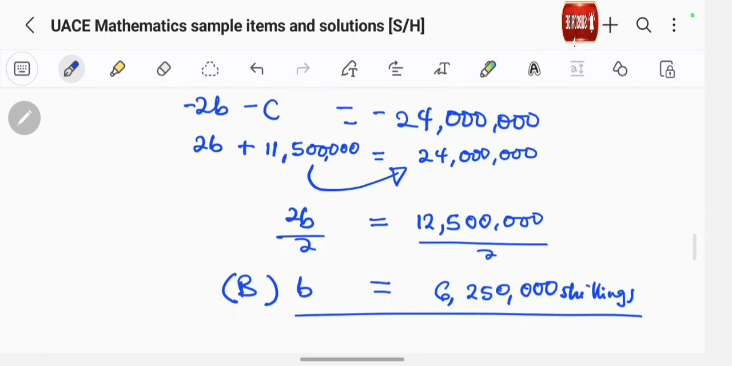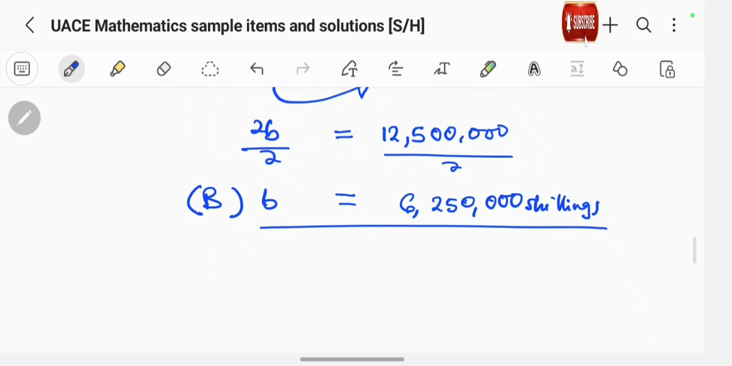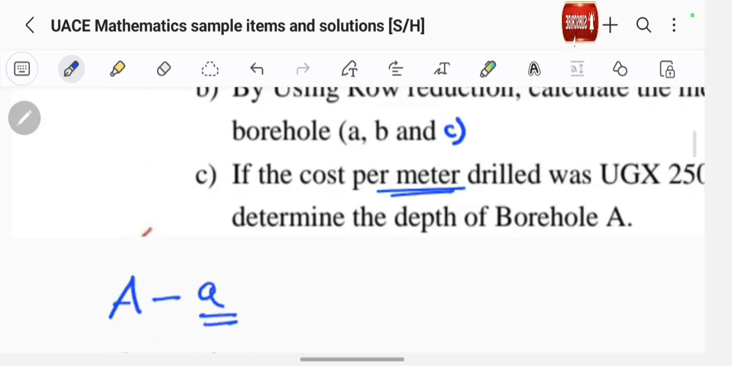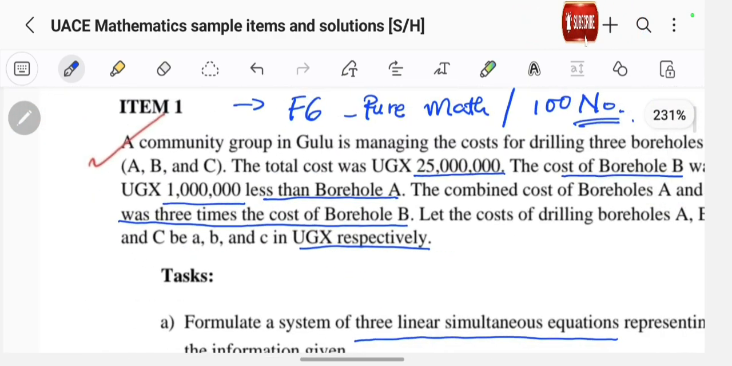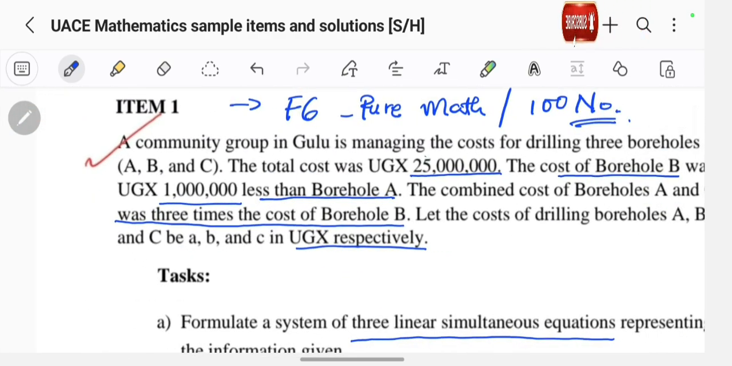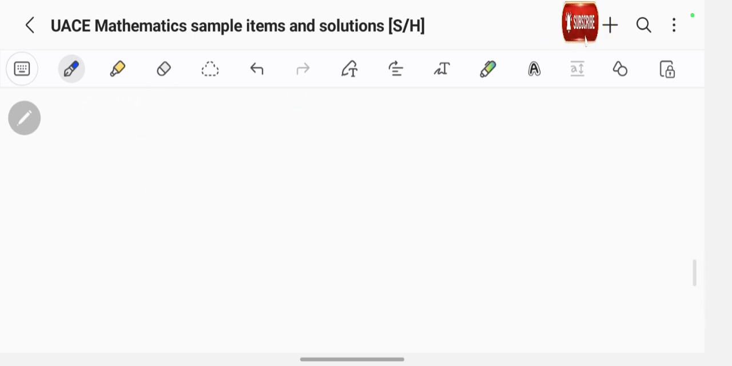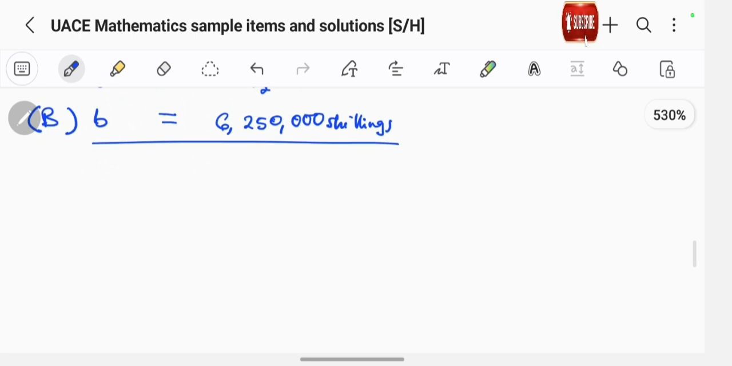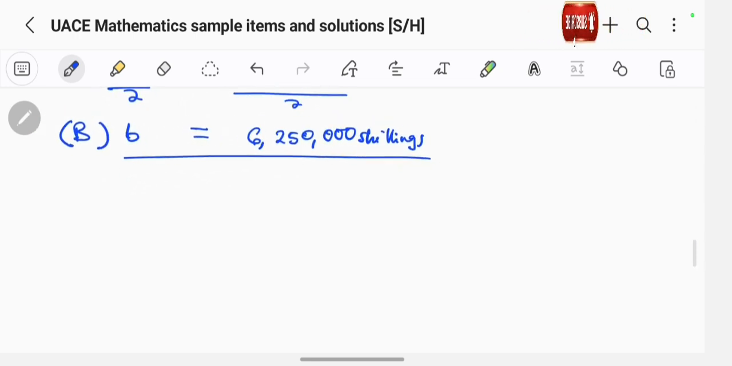So we are going to obtain the cost of drilling borehole A through this. Remember, we were given the total amount. We were told that the cost of drilling all the boreholes is going to be 25 million. Total cost is 25 million. So if I have the cost of drilling 2 boreholes, the last borehole is going to be subtraction.